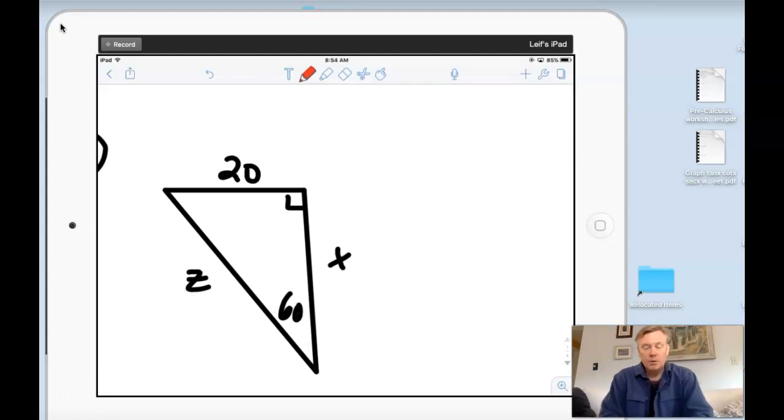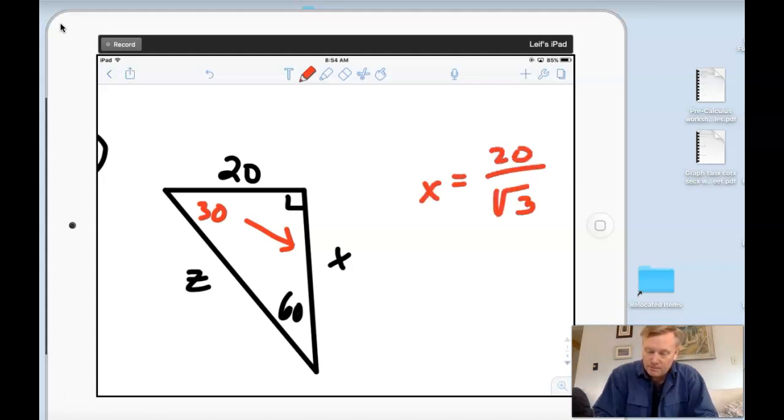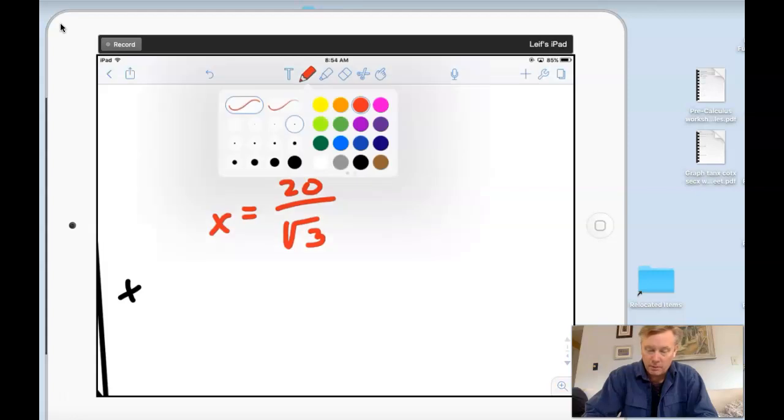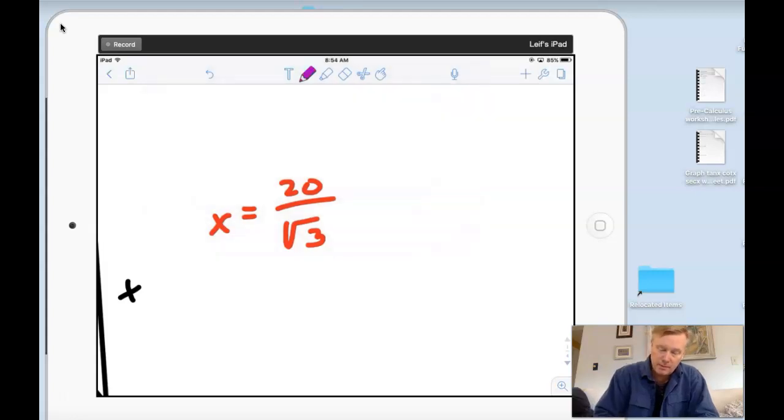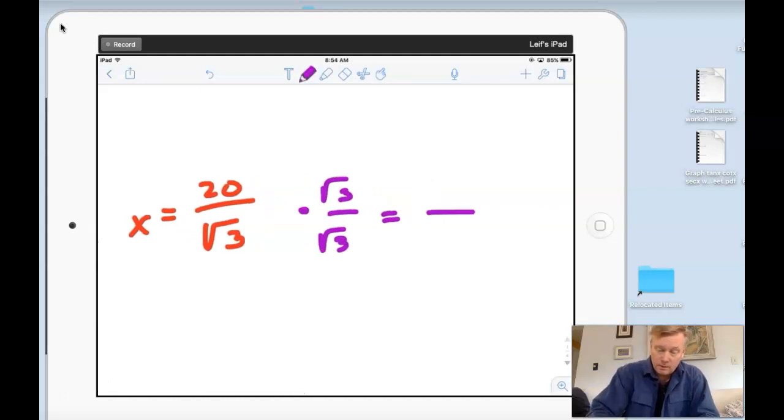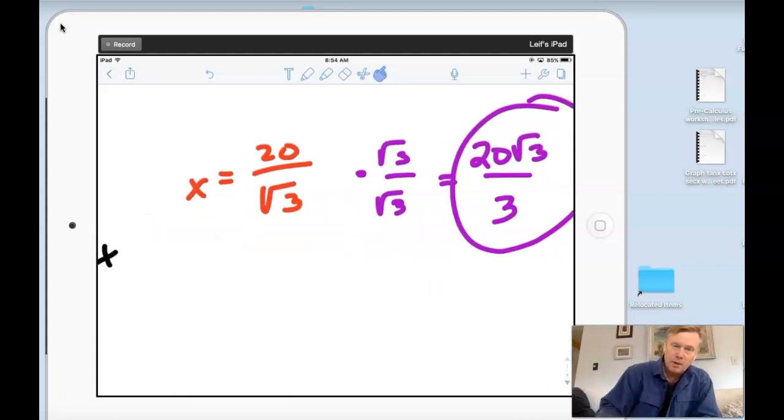Number 3. This one is a little different. They gave me the long leg. The short leg is opposite the 30-degree angle, which would be my x. Usually they give me x and I multiply by the square root of 3 to find the long leg. In this case, it goes the other way, so I divide by the square root of 3 to get x. Now you really want to get rid of the radical in the denominator, so you multiply top and bottom by square root of 3 over square root of 3, which gives me 3 in the denominator, since square root of 3 times square root of 3 is regular 3. The numerator is 20 times the square root of 3, and that's my answer.